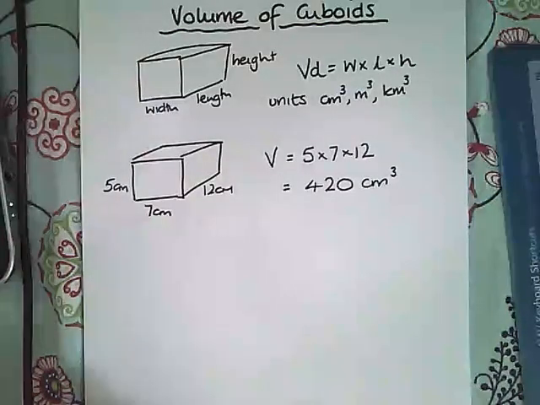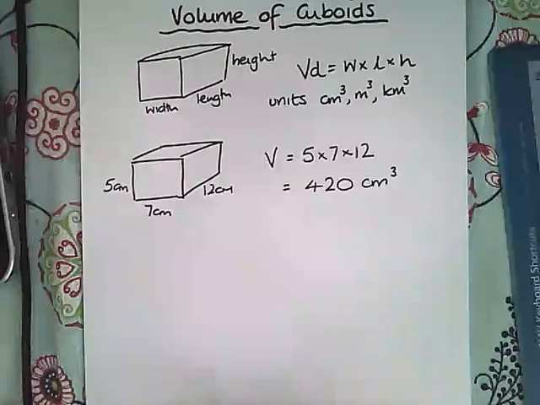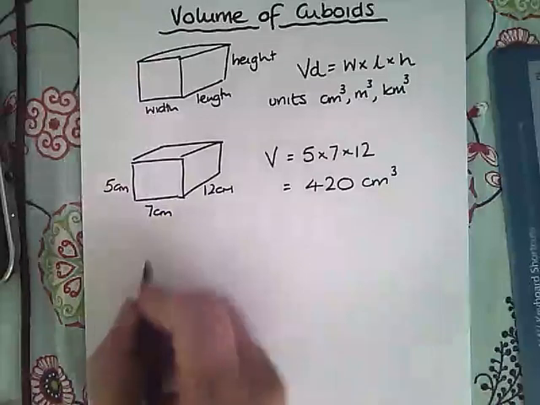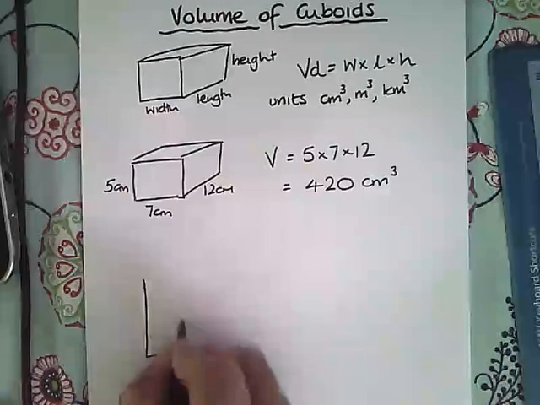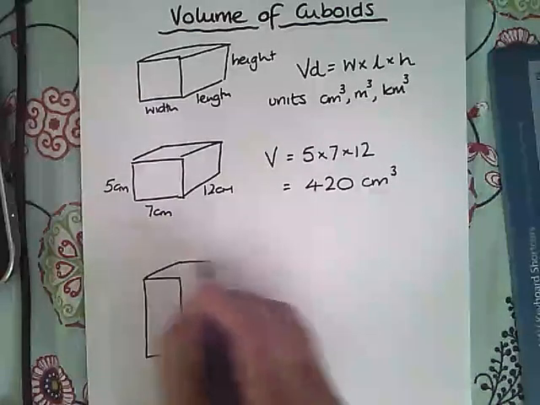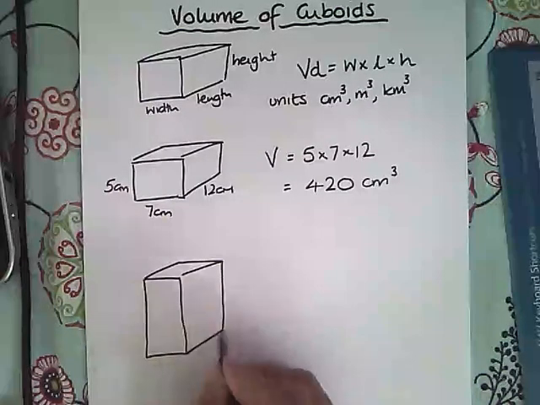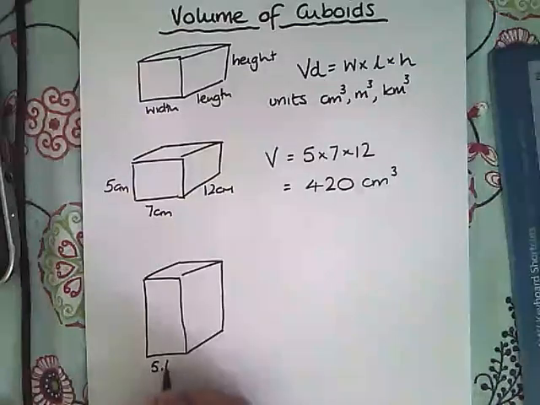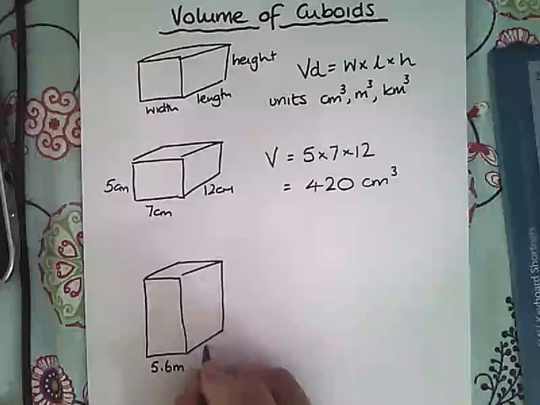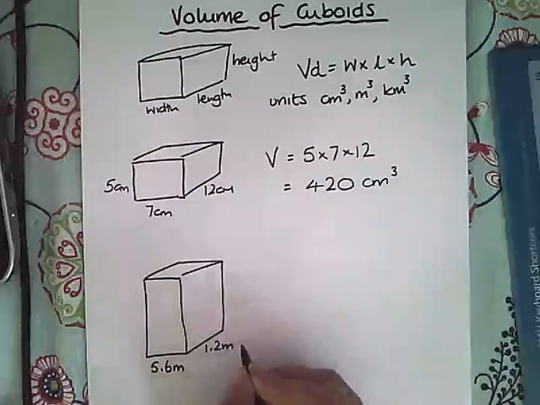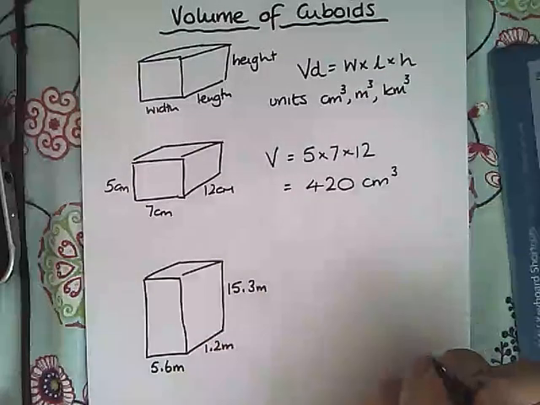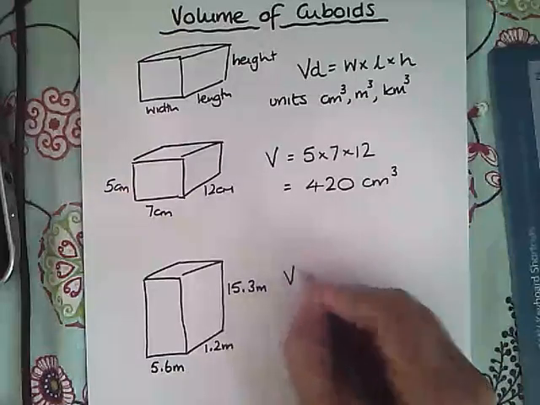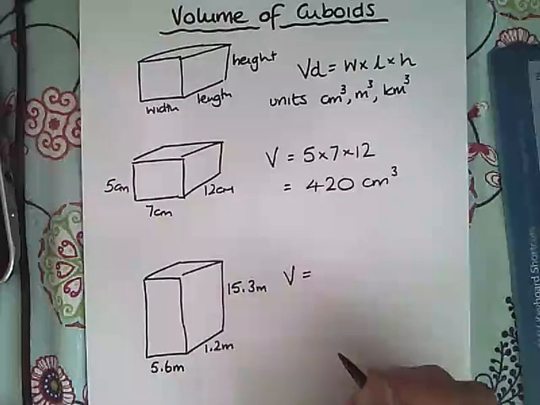I'm going to do another example because the lengths of the cuboid might not always be in whole numbers, they might be decimals, but that is just the same. So if we have a cuboid, a tall thin one this time, and this is 5.6 metres, this is 1.2 metres, and this is 15.3 metres. Again, we write down the volume is equal to these three figures times by each other.